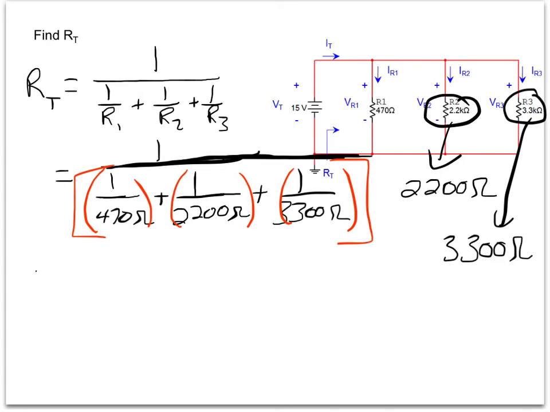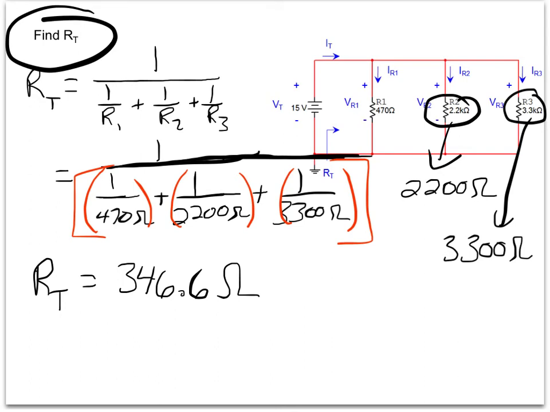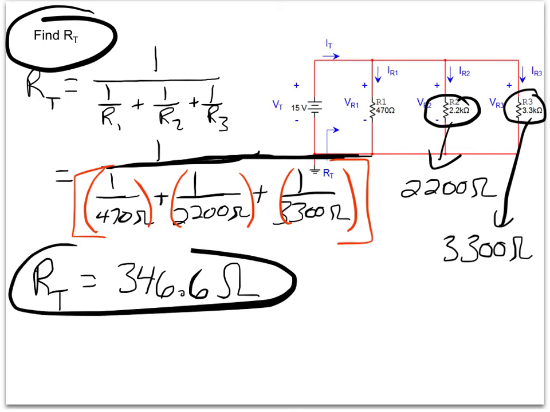Here's what you should get. You should get the resistance of the total circuit. It's 346.6 ohms. If you didn't get that and you need help with your calculator, let me know. So I'm supposed to find that, and we have done so.